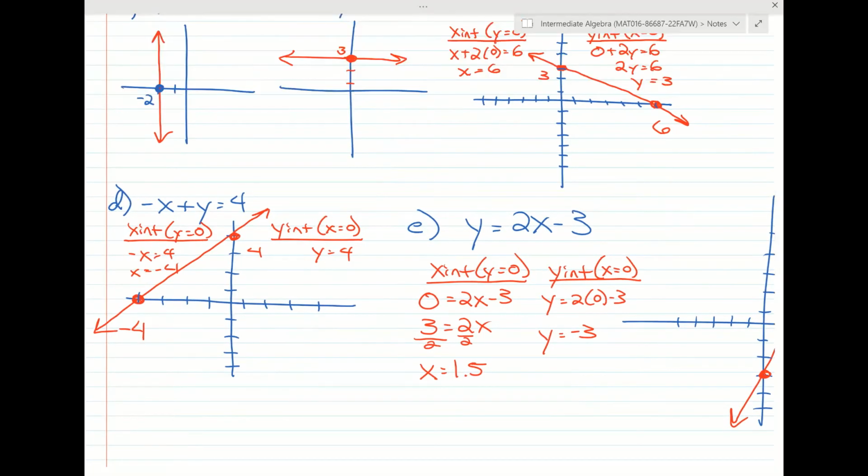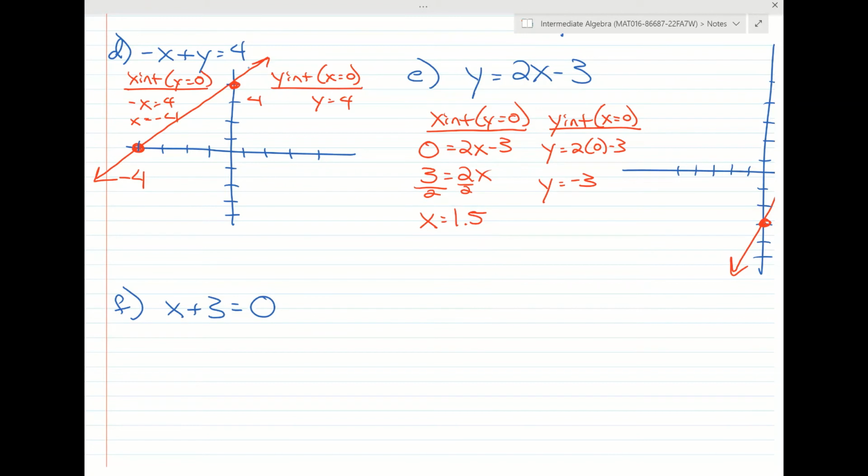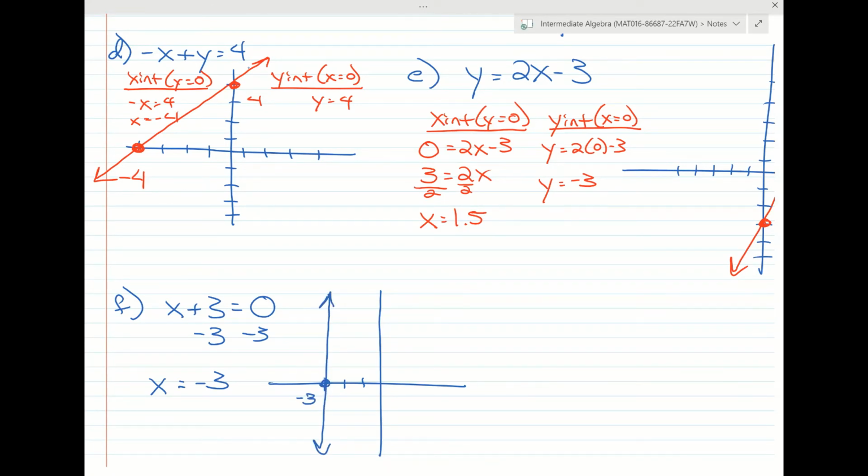A couple more. We have that x plus 3 is equal to 0. There's no y there, so just bring the 3 over, and it's the same problem we saw in the beginning. Remember, x equals anything is a vertical line.